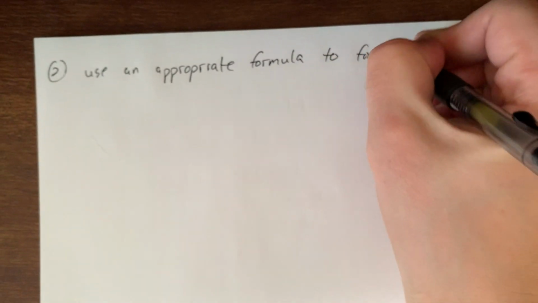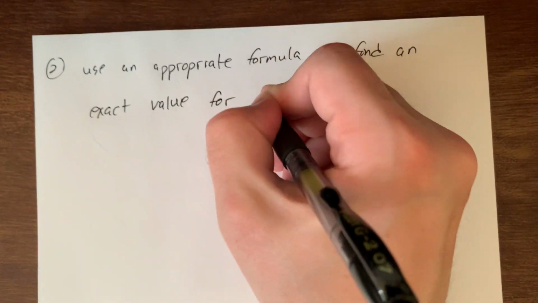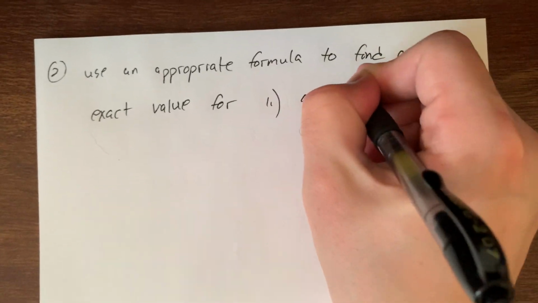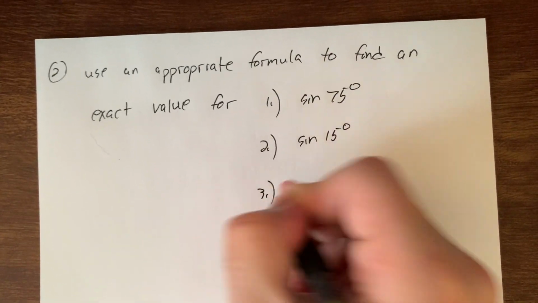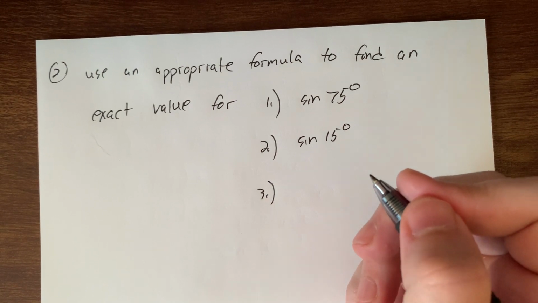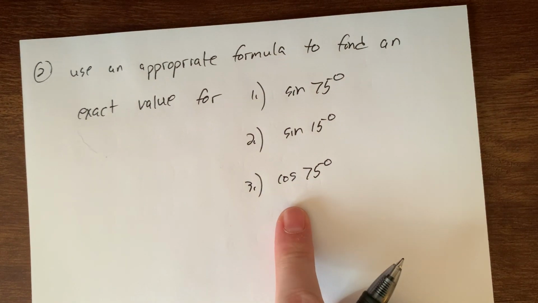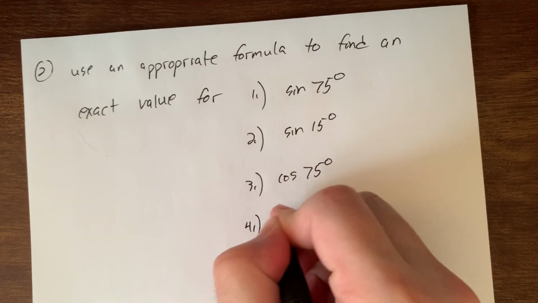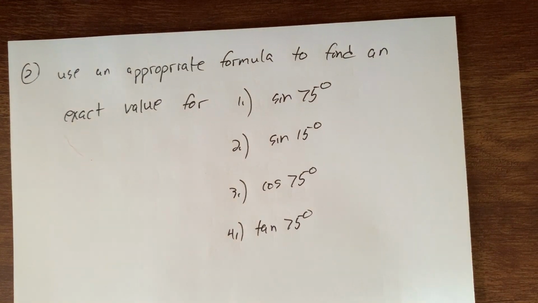To find an exact value, let's do sine of 75 degrees, sine of 15 degrees, and then cosine of 75 as well. And why not? We'll stick in tan of 75. I'm doing this again in degrees. The book does some in radians, you can always convert, okay?